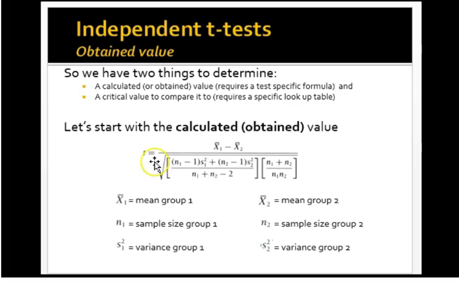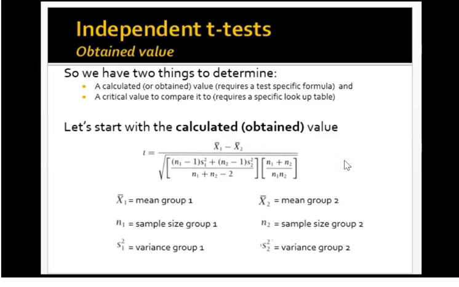So don't be overwhelmed by the formula. It may look like a lot going on in here, but really there's only 6 pieces of information that we need to calculate this. We need to know the mean of each of our groups, we need to know the sample size for each of our groups, and we need to know the variance for each of our groups. So really, other than that, it's just simple algebra. Notice what the numerator is doing here. It's literally just taking the difference between the means.